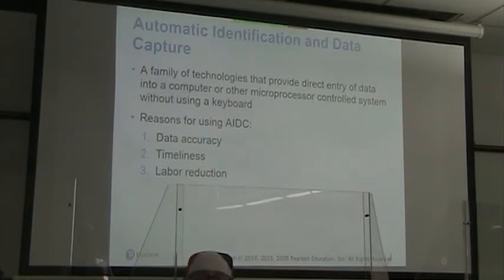We have three reasons we might want to use automatic identification and data capture. One is data accuracy. Two is timeliness, and three is labor reduction.